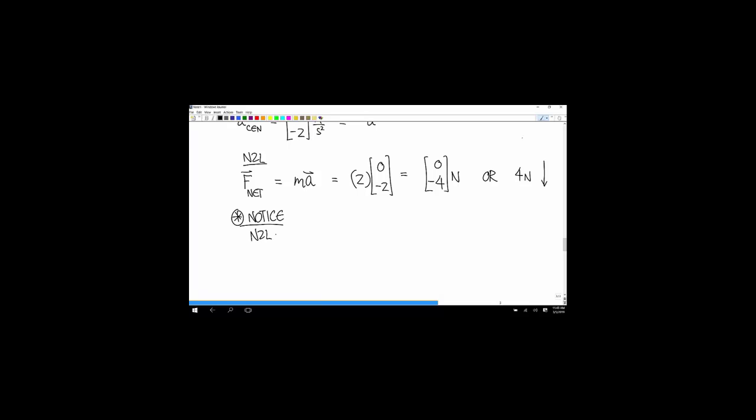Okay, and notice that Newton's second law holds at each instant. So in other words, this isn't necessarily the net force vector at a different instant.